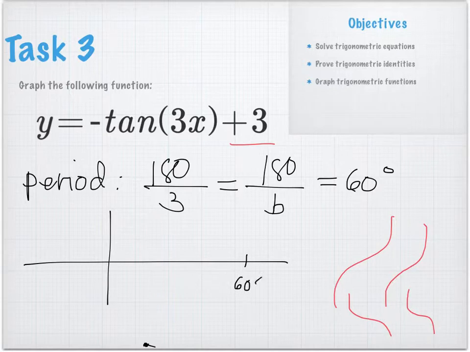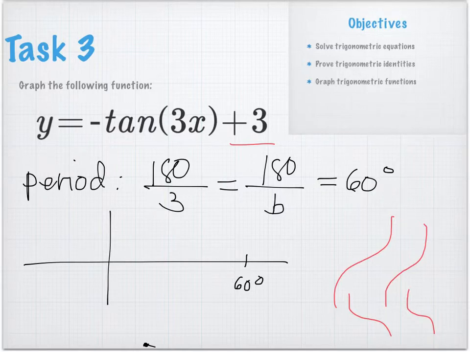So this is 60 degrees. And after getting the period, what do we normally do to easily graph the function? In sine and cosine, we divide the period into 4 regions, right? What about for tangent? Can we graph now directly, or should we do something with the x-axis? Any idea?